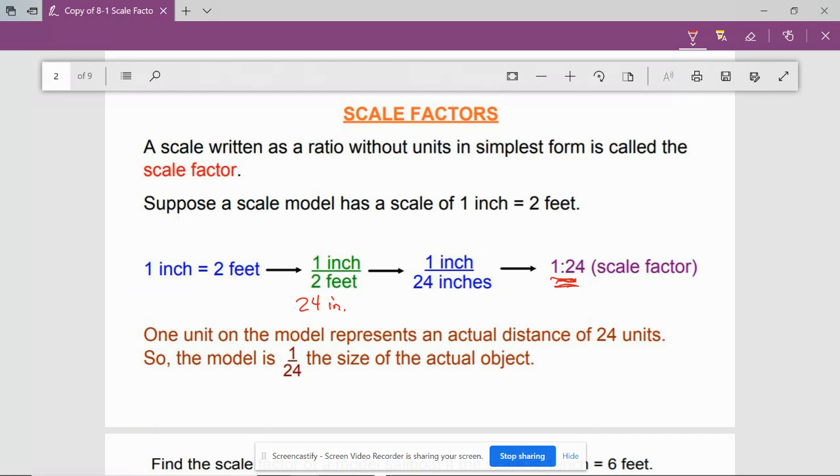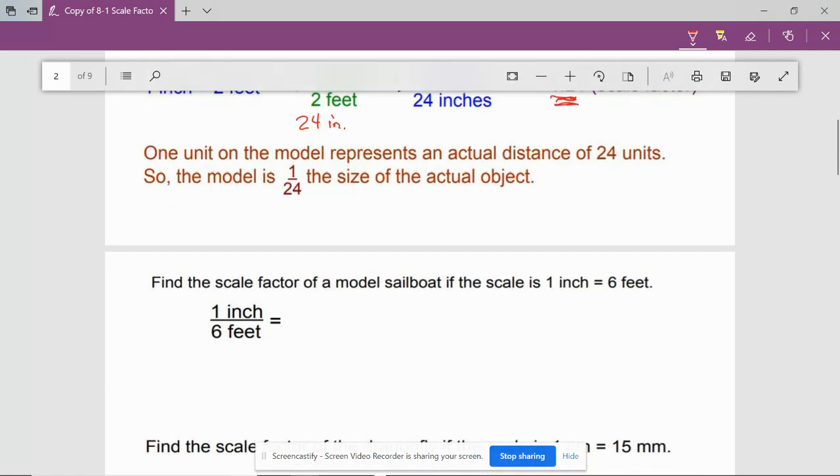So when we give an actual scale, if I have a model car that I'm building and it's 1/64th the size of my regular car sitting in my driveway, then for every inch on my model car, it's 64 inches on the real car that's sitting in my driveway. So we need to understand that we make our units of measure the same.